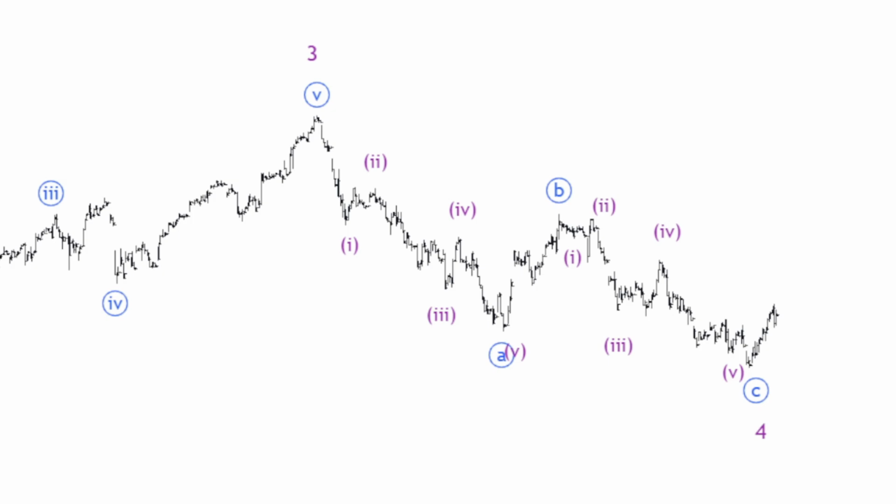Let's break it down. This was an ABC zigzag, a sharp, three-wave corrective pattern, where wave A was an impulse drop, shaking out weak hands. Wave B was a relief rally, but it failed below key resistance, indicating bearish control. Wave C extended lower, completing the zigzag with measured symmetry, possibly near a Fibonacci 38.2% retracement level of wave 3.